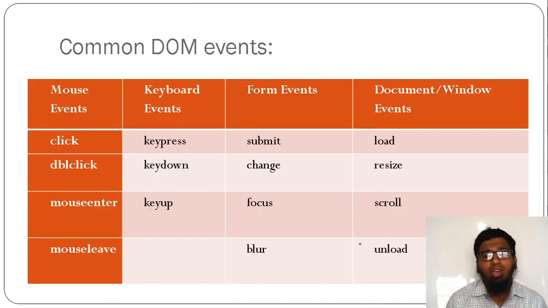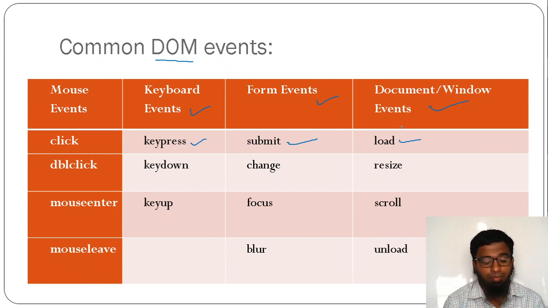So here are some common events available in the DOM, the document object model. Here we have some of the events with the help of the keyboard, form events when the form opens, and document or window events. These are some of the keyboard events, form events, and document or window events. Click, key press, submit, load.